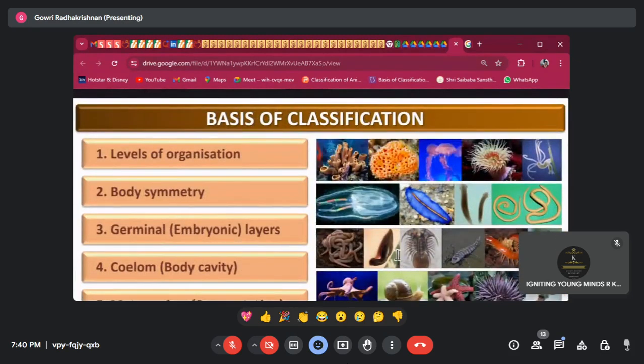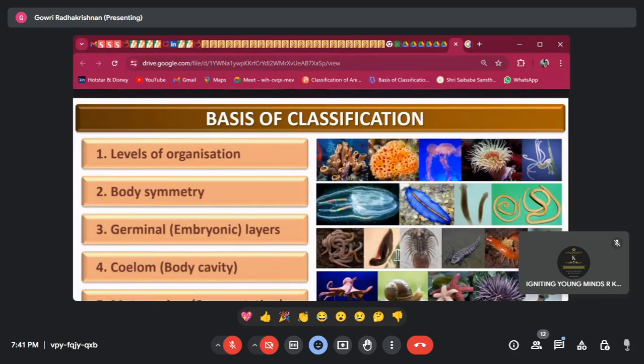All right. What is the basis of classification? On what basis do we classify all these animals? There are different phyla, so how are they classified? First is level of organization, whether there is only cellular organization, tissue level organization, or organ level organization. Depending on what level of organization is inside that organism, there is a classification.